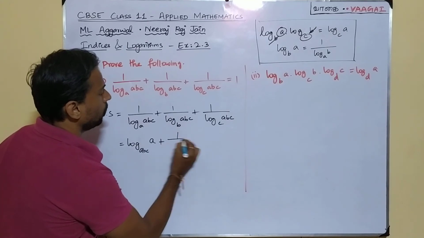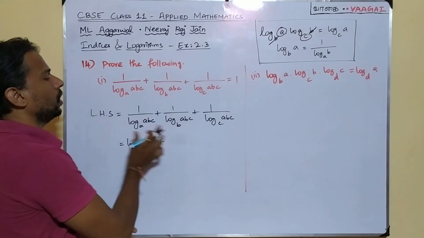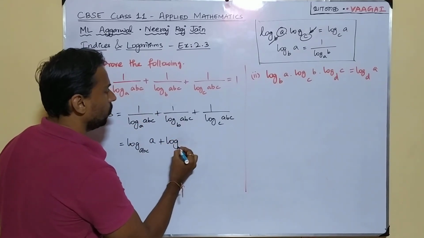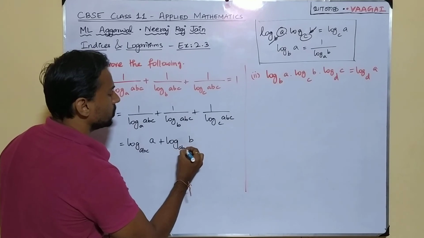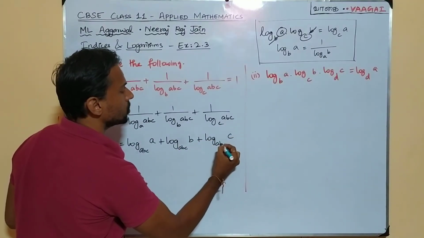So plus 1 by, same thing here also. So now this becomes log of b to the base abc, and plus log of c to the base abc.